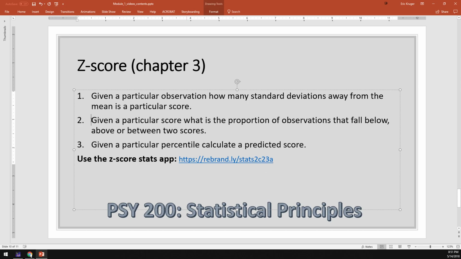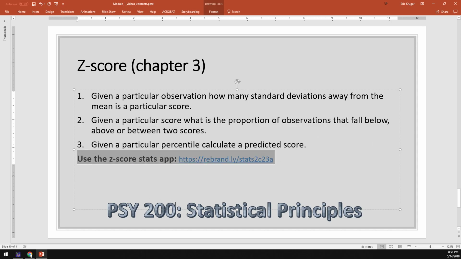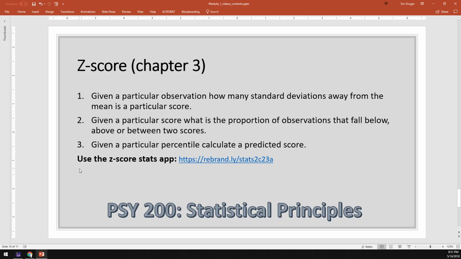For steps 2 and 3, which are these two different types of questions, I'm going to highly recommend that we use the z-score stats app that's linked next to this video. I think it's really going to help you visualize what's going on when we're doing these z-scores.